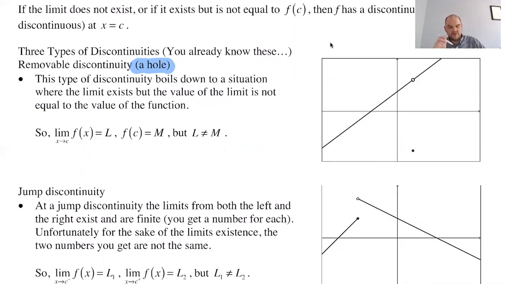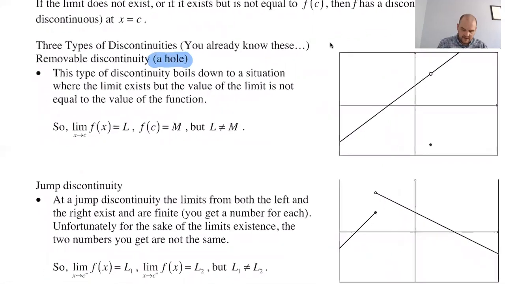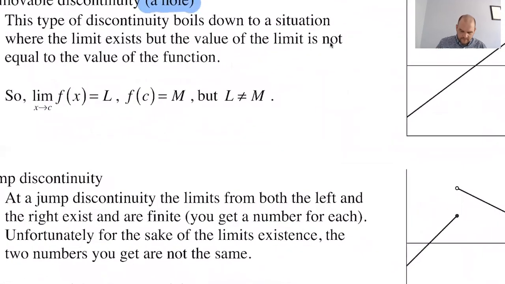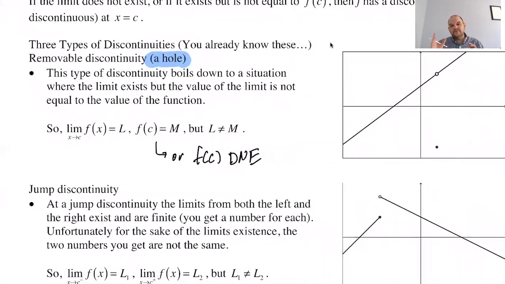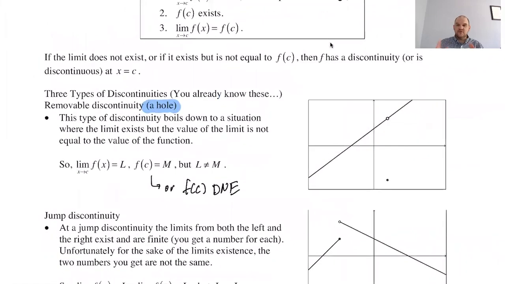The limit as x approaches c of f of x equals L. F of c equals m, I should clarify here, or f of c does not exist. That should have been there. And L doesn't equal m. So the limit exists, the function could exist and not be equal to the limit. The limit exists, the function doesn't exist. You need the limit to exist, which means the limit from the left equals the limit from the right, and you need it to not be equal to the value of the function. That's what we need. So that's a removable discontinuity.